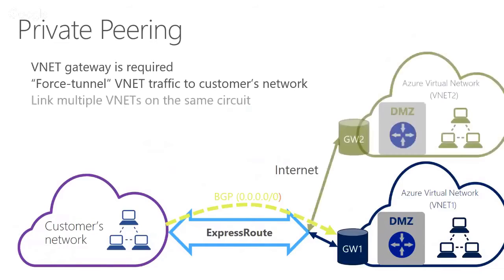Then you can even set up a second virtual network, same subscription, different region in the same geopolitical geography. Imagine this one is in Western Europe, this one is in Northern Europe, and link it to the same ExpressRoute circuit, and they start communicating with each other.